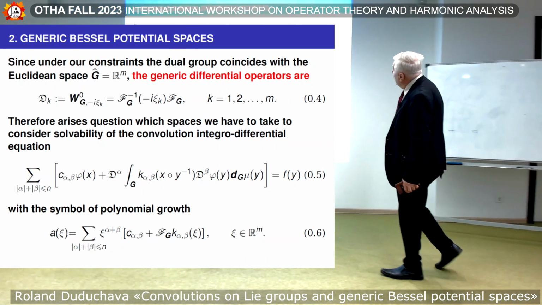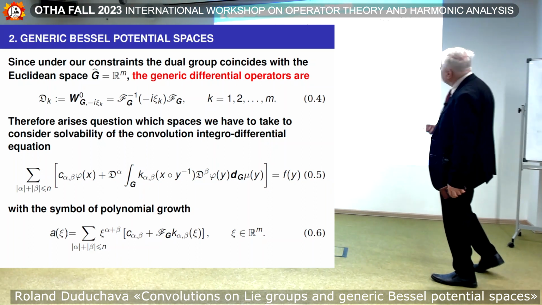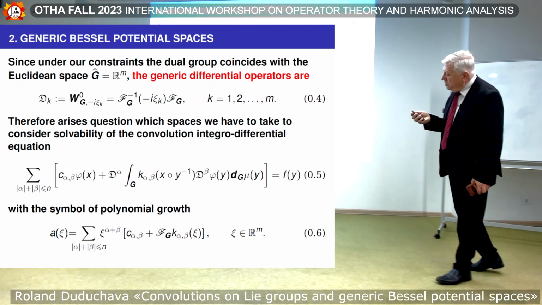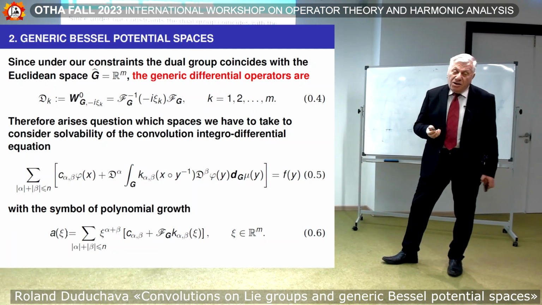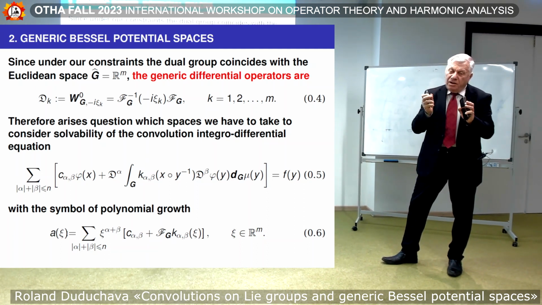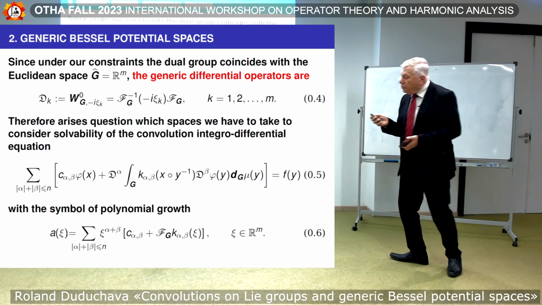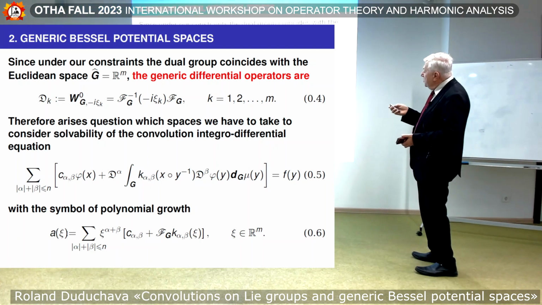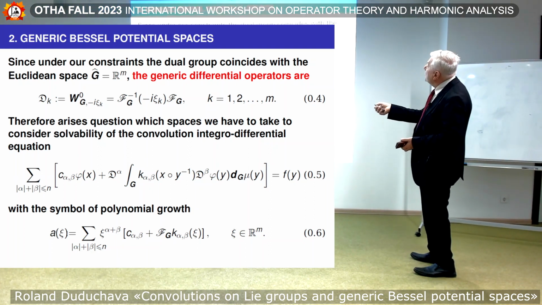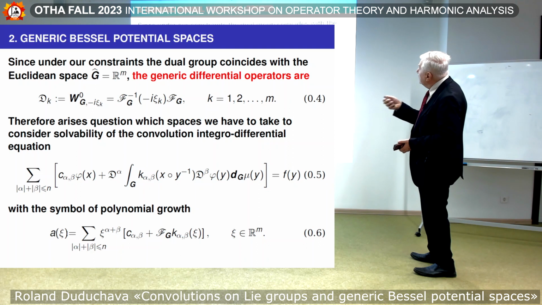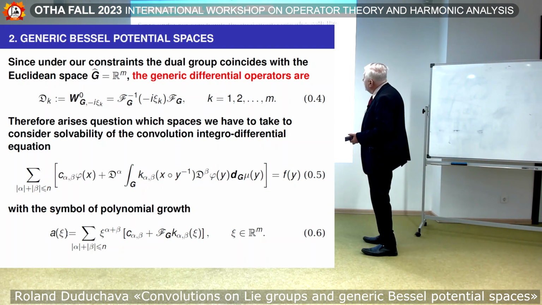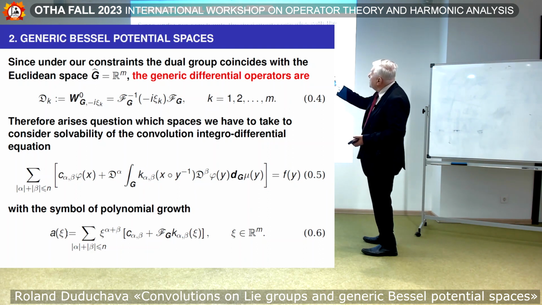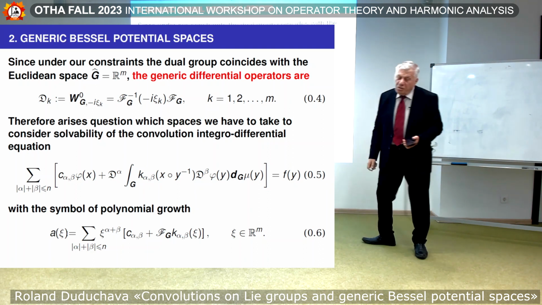Okay. Now I want to introduce, first of all, the generic differential operators. We have a group, and on the group we have generic differential operators. What are they? They are convolutions whose symbols are the same kind of symbols as in L^p, which have the form minus i x ξ_k. These operators we call generic differential operators.